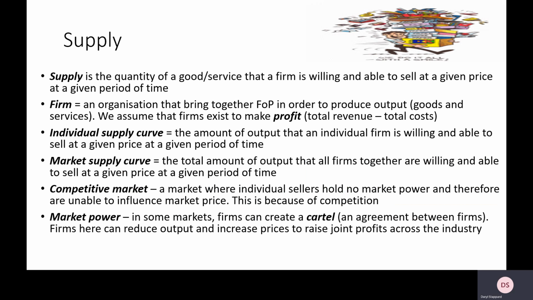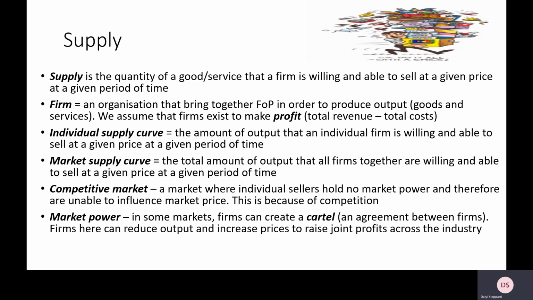Right, just a few introductory key terms first of all. Supply is the quantity of a good or a service that a firm is willing and able to sell at a given price at a given period of time. It's a bit like demand, which was the quantity of a good or a service that people are willing and able to buy at a given price at a given period of time.